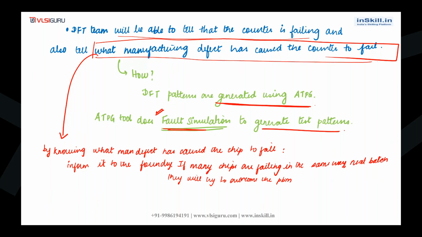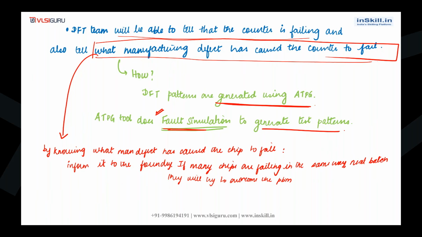So how is the DFT team able to tell what manufacturing defect has caused the counter to fail? It is because we generate patterns using the ATPG technique, and the ATPG tool does this fault simulation technique to generate the test patterns. So what is fault simulation? We will understand it when we do the ATPG topic in our regular course.